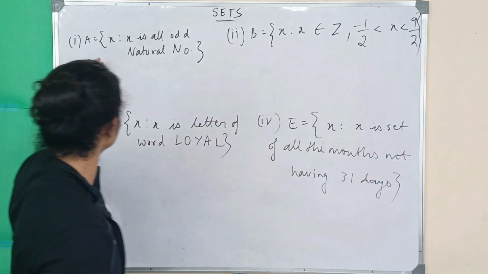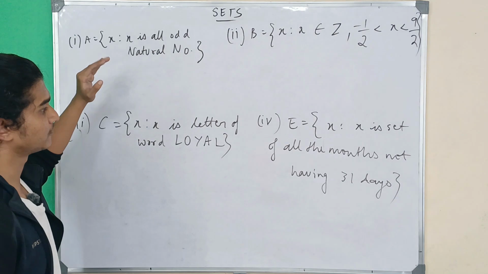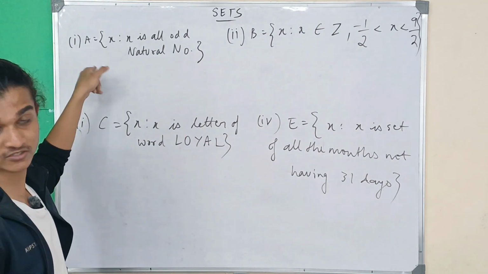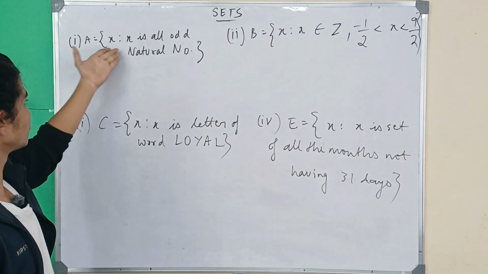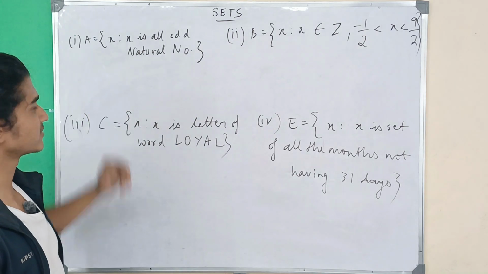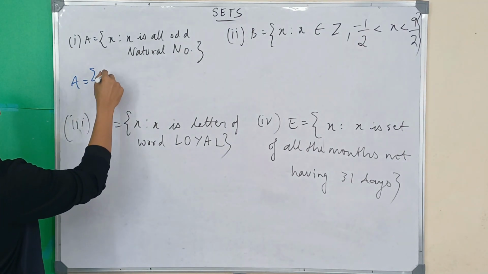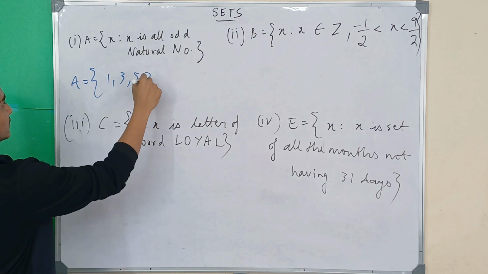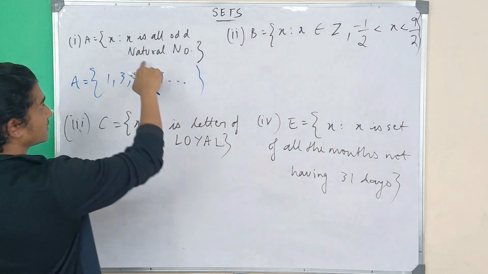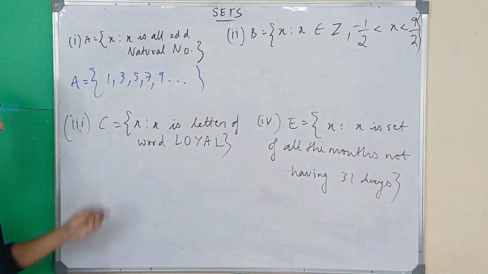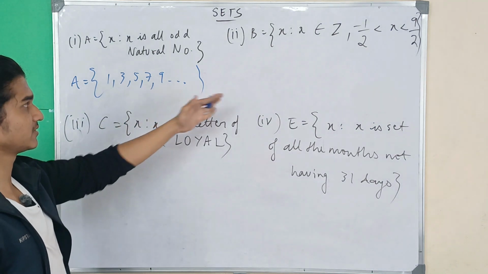So the first problem is written over here. So we have to write this in the form of roster form. So the given is, it's given in set builder form. So A equal to set of all x such that x is an odd natural number. So odd natural numbers, it's going to be something like this. So 1, 3, 5, 7, 9, so on. They're saying natural numbers, so I need to take from the natural number set itself. So 1, 3, 5, 7, 9, and so on.